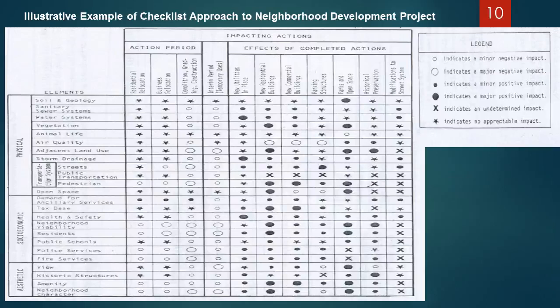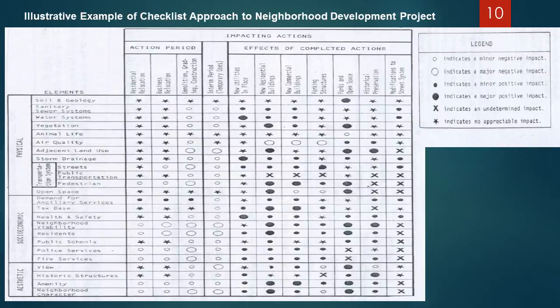Basically, the project has three parts: the physical, socio-economic, and aesthetic. And the elements of physical are the soil and geology, sanitary sewer system, water system, vegetation, animal life, air quality, adjacent land use, and storm drainage. And transportation system includes the streets, public transportation, and pedestrian, and the open space.